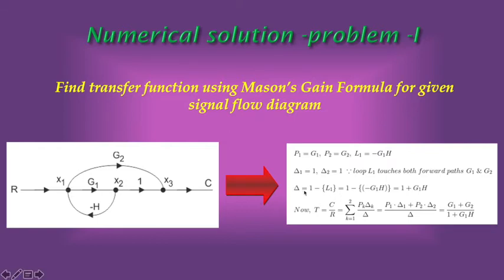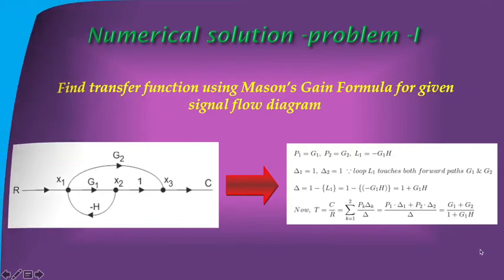Then delta equal to 1 minus sum of all individual loops. Here the loop is only L1. So this answer is 1 minus minus G1 into H, so 1 plus G1 into H. So transfer function is summation of k equal to 1 to 2, because there are only two forward paths, Pk delta k by delta. So P1 into delta 1 plus P2 into delta 2 divided by delta. So G1 plus G2 by 1 plus G1 into H.